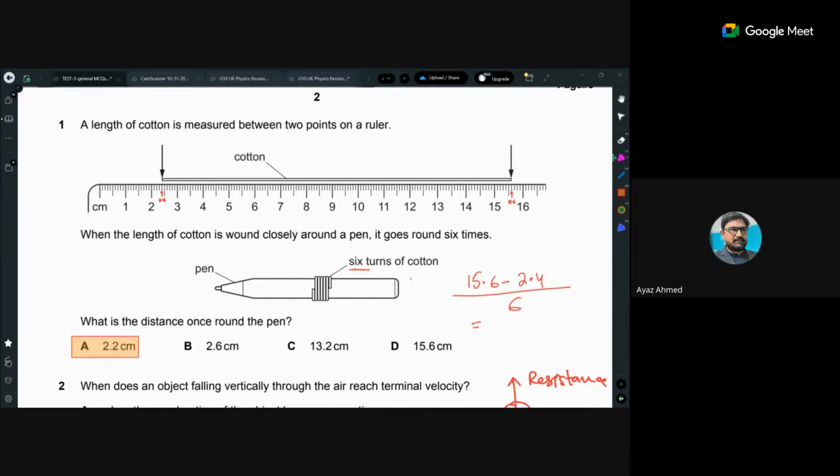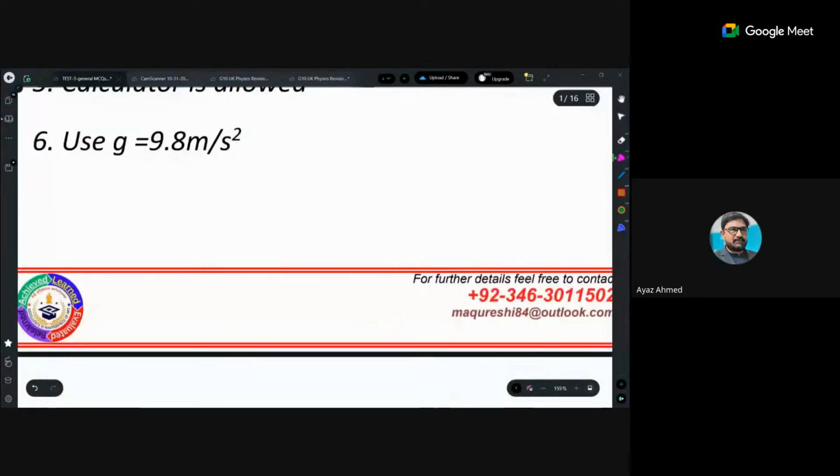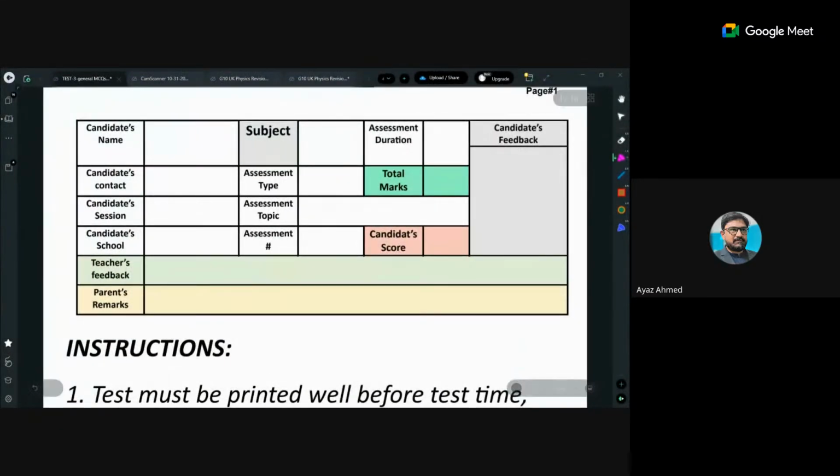Okay, Bismillah ar-Rahman ar-Rahim. This was basically the test we had. It was all MCQ-based questions, and the marks over here were 40. Is it 39, sir? Yeah.